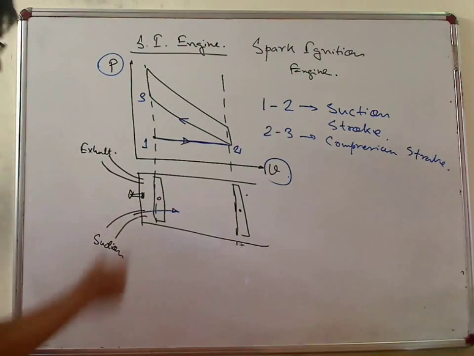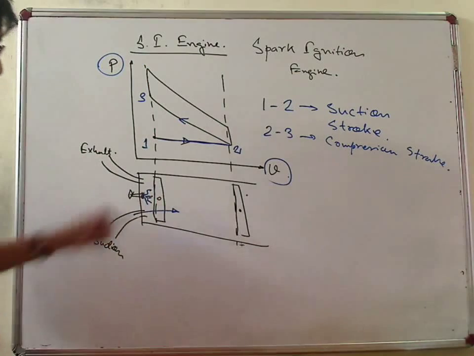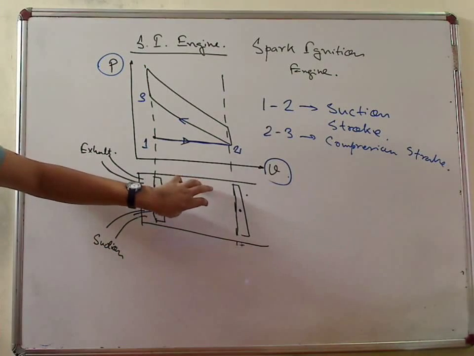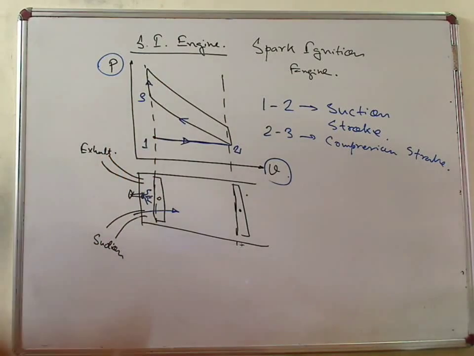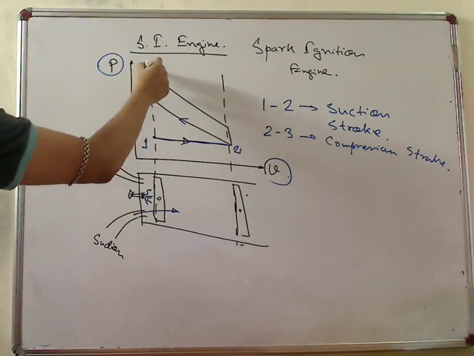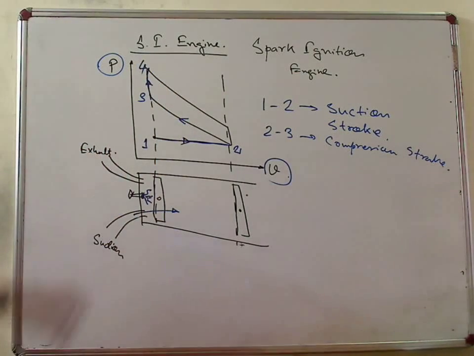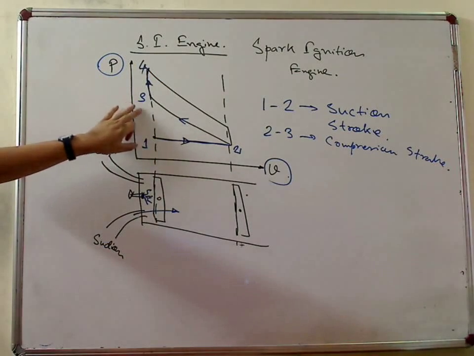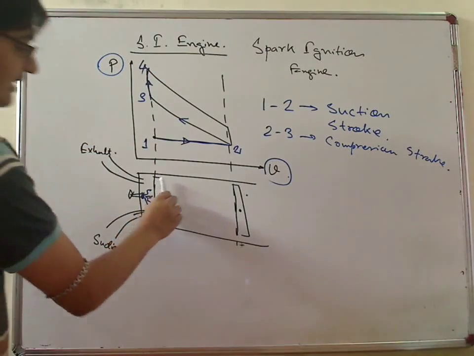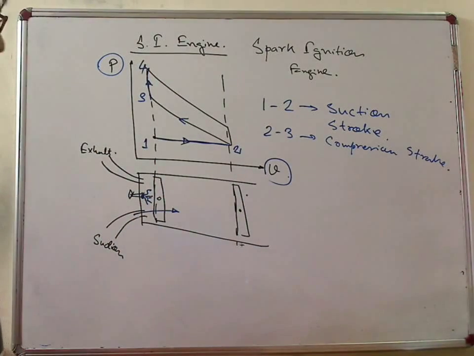Now a spark is produced in this system. So there is a rapid change in pressure without changing the volume. Please remember why this is a straight line. So this 3 to 4 is due to the spark, and this is not any stroke, because in 3 to 4 this piston is not moving. So 3 to 4 is due to the spark.